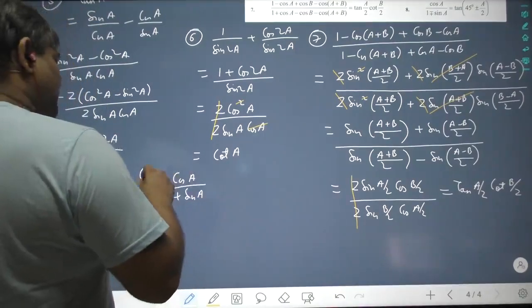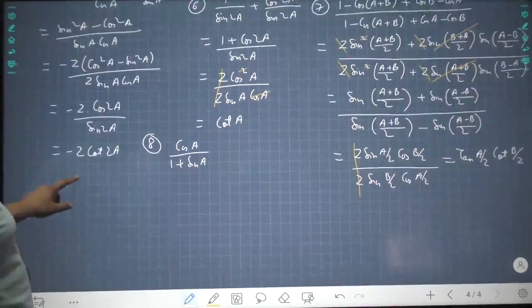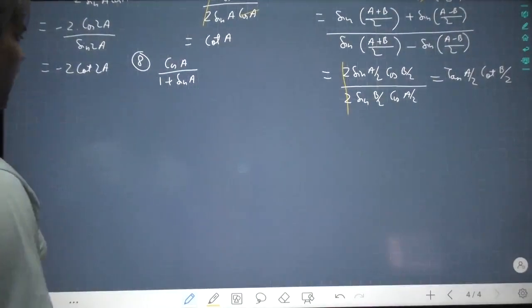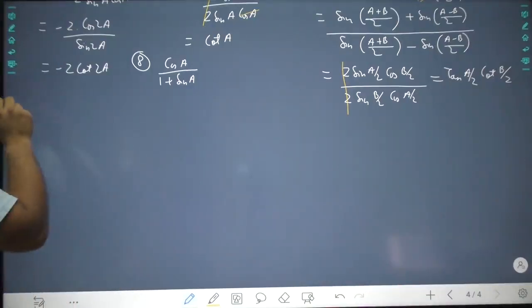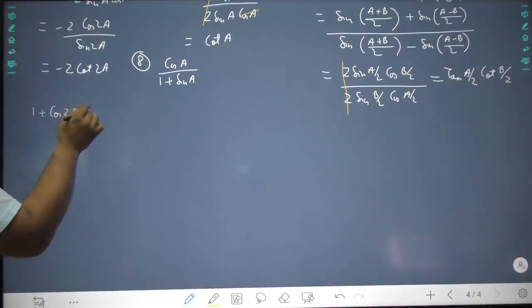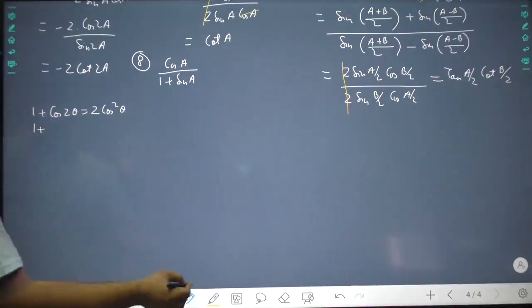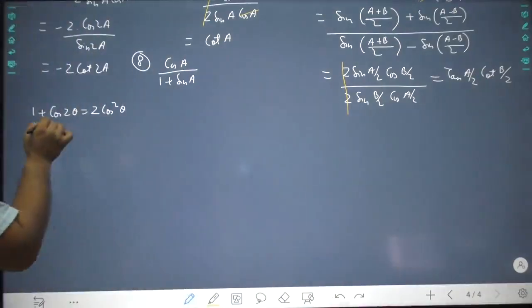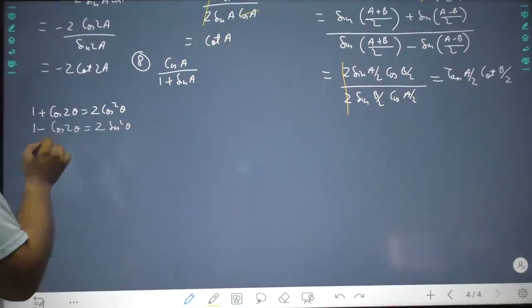Now we can play with it in many ways. Cos A upon 1 plus sine A. Now see the play. A very important play is going to start, and I want you to understand this. As I told you, the 1 plus cos 2 theta formula. Let me write down this again. 1 plus cos 2 theta is 2 cos square theta. 1 minus cos 2 theta is 2 sine square theta.